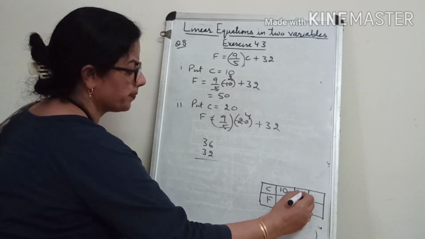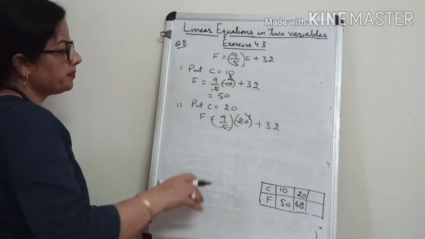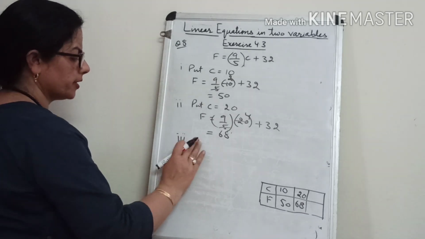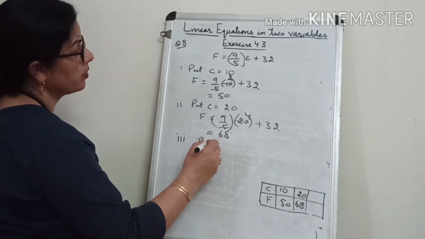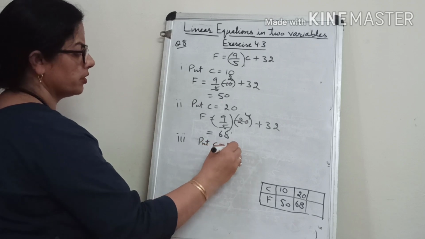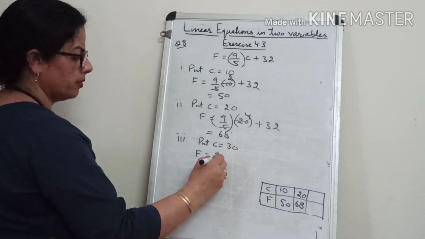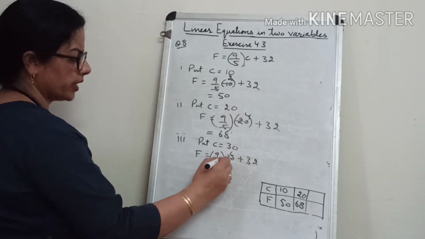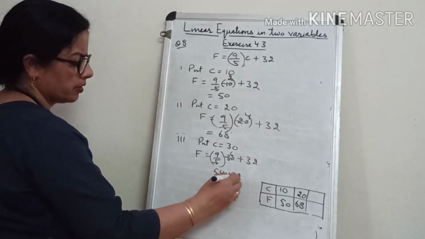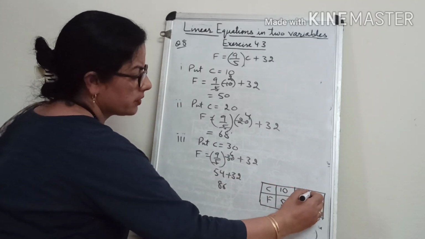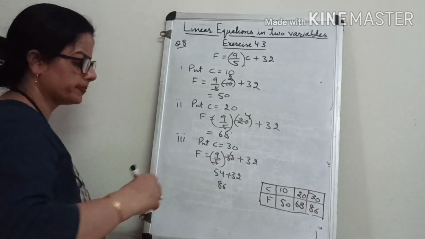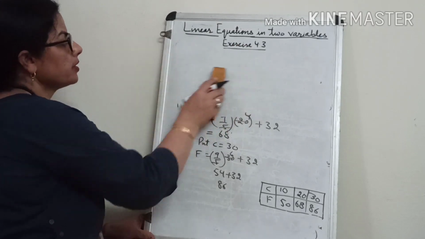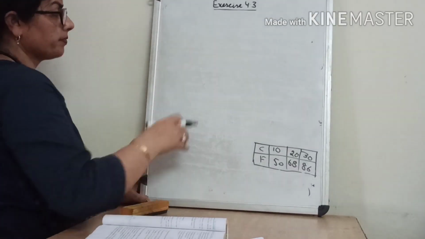When C is 20, F is 68, and now let us take C equal to 30. F is equal to 9 by 5 into 30 plus 32. 5 6s are 30, 6 9s are 54, plus 32, that is 86. If C is 30, then 86 is the value. So in this way I have written the table. Now we will plot the points for this.